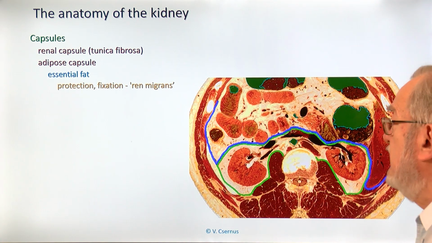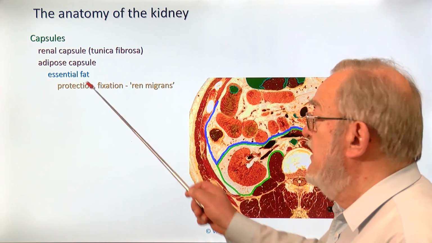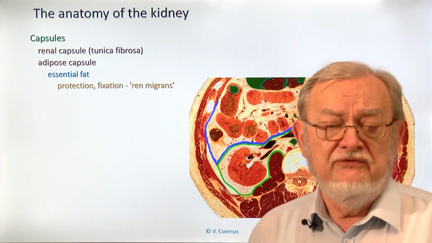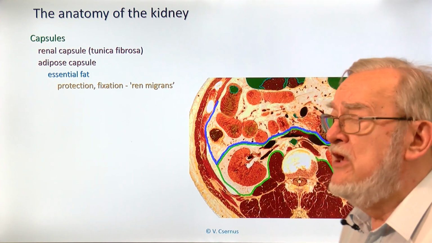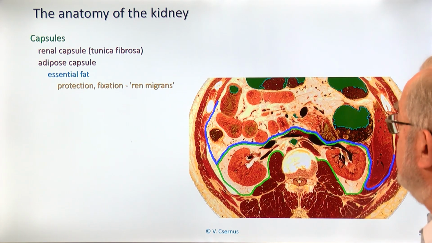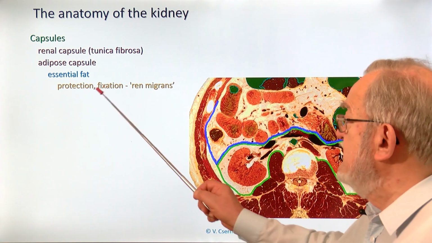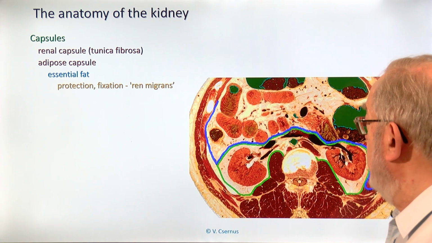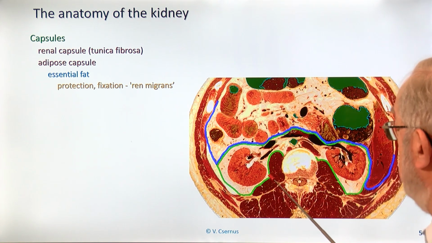This fat belongs to the group of the essential fat. You remember this is the fat tissue which doesn't change in volume, no matter how much we eat or how much we starve, because it does have functional significance. It makes a mechanical and thermal protection for the kidney, and also very important for fixation.